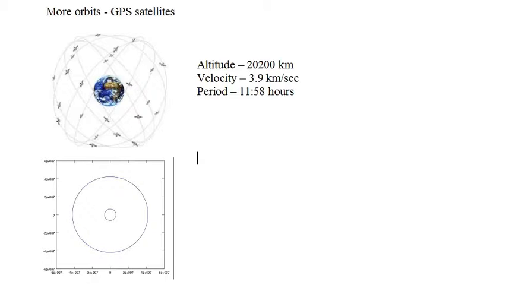The global positioning system is maintained by an array of 24 satellites as shown in the graphic. The altitude of the array is 20,200 kilometers and the velocity of the satellites is 3.9 kilometers per second. So using those numbers we can generate the orbit shown in the graph.